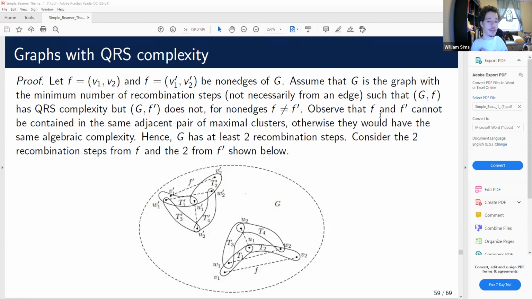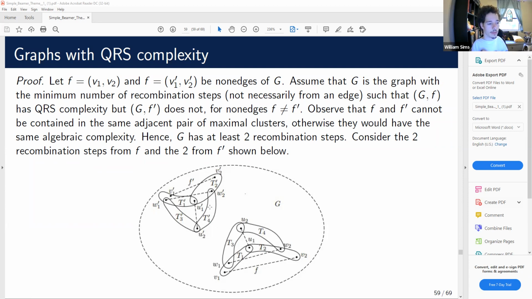So the first observation we're going to make is that F and F prime cannot be contained in the same adjacent pair of maximal clusters, or even in the same 4-cycle, really. Otherwise, they would have the same algebraic complexity. Why? Because all of their extreme graphs would be the same. They'd basically be performing all the same recombination steps, so we'd be looking at all the same extreme graphs. And if those are tree decomposable, then both F and F prime have QRS complexity. If any one of them is not, then neither has QRS complexity. So, as the picture down here shows, they must be in different 4-cycles.